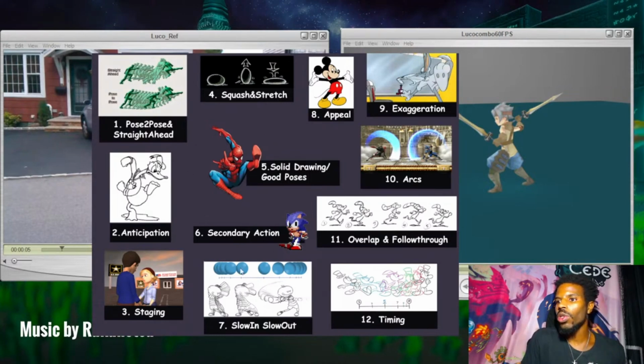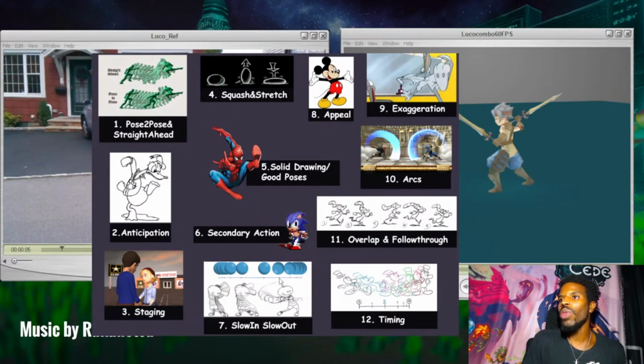Like right now, I just told you guys staging, right? Thinking about the staging. I just told you guys about follow through and overlap. What moves first? What moves last? What's following through? Timing, I just talked about that. You're pretty much looking at all the principles of animation in the reference, and you're looking at the body and what the body is doing, so you could get the correct weight and things.